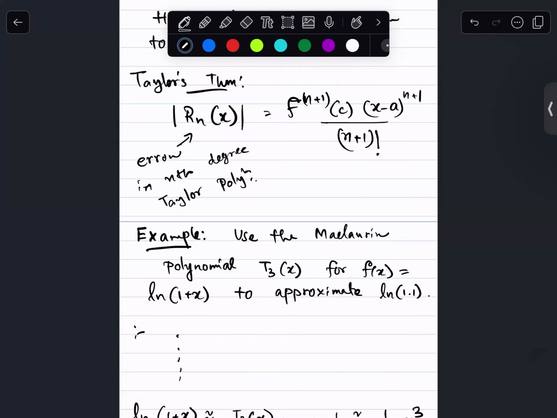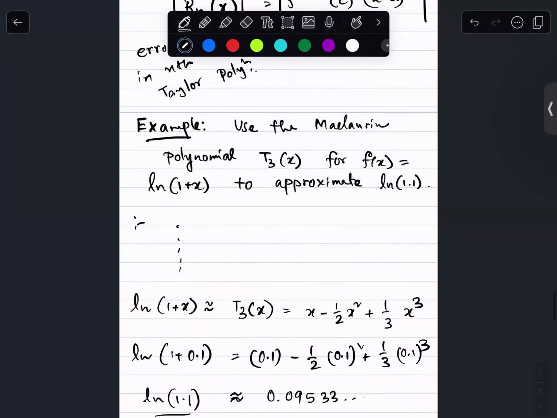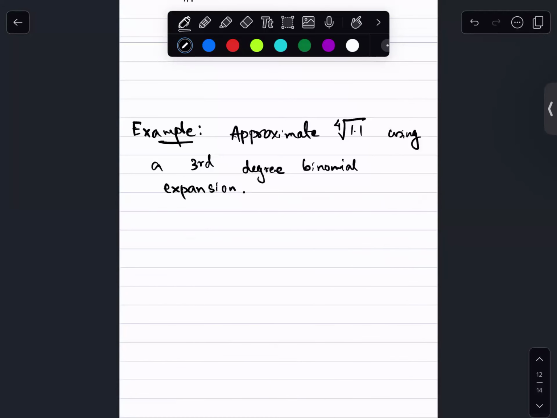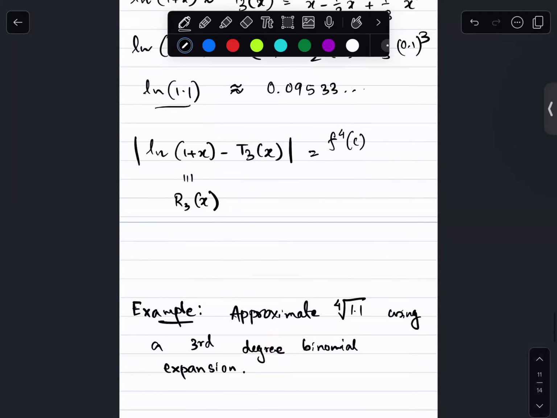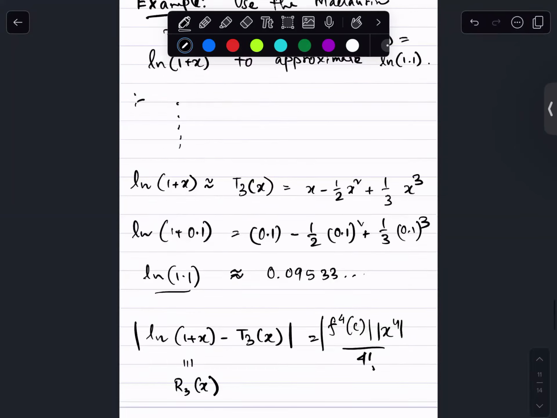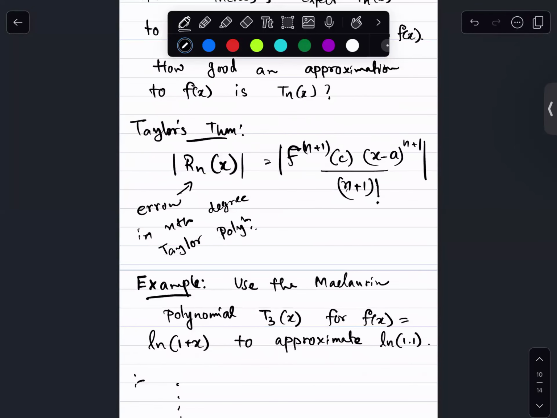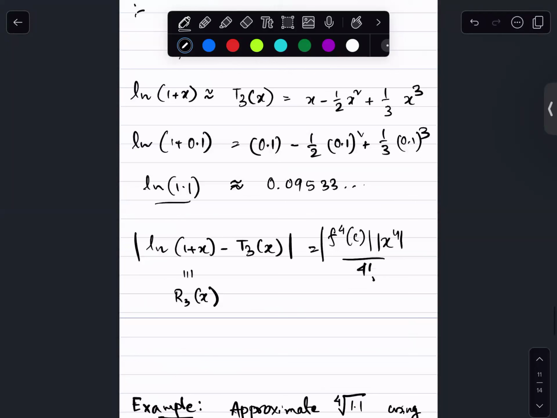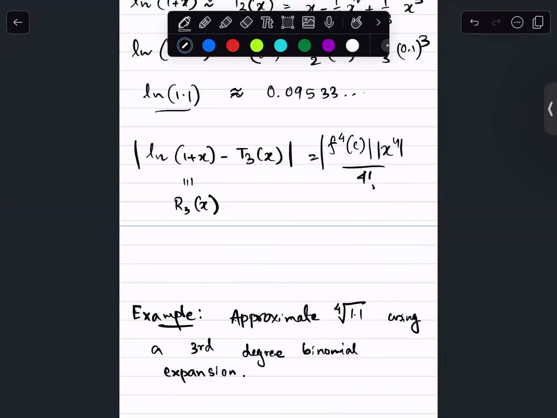Yeah, so this is the actual formula. It'll be the fourth derivative of f at c, times x to the 4 in modulus, over 4 factorial, right? So n is 3 there. So I get the fourth derivative of f and 4 factorial in the bottom.